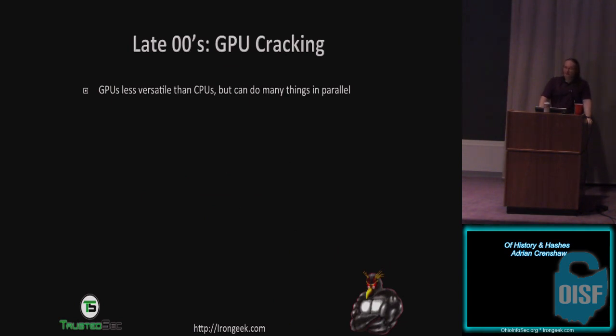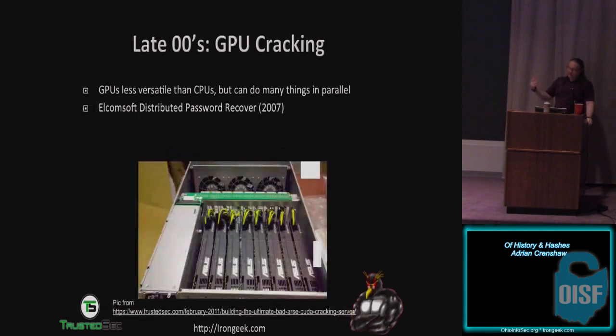GPU cracking became popular. Now, GPUs are less versatile than CPUs, but they are really good at doing a lot of things in parallel because of how they're used to process graphics. Back in 2007, Elcomsoft probably made one of the first GPU cracking software projects, and they were able to use the GPU for actually cracking the passwords. Eventually, things like OCL Hashcat and CUDA Hashcat came out in around 2010.